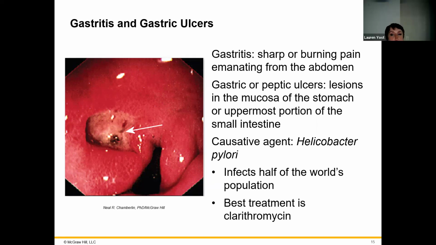It's almost always caused by infection with Helicobacter pylori. It is a bacteria, and about half of the world's population has it as part of their biome in their stomach and small intestine. This is not uncommon, but based on what you eat and how much acid your stomach produces and things like that, it can put you at a higher risk for developing ulcers if you have this in your stomach.